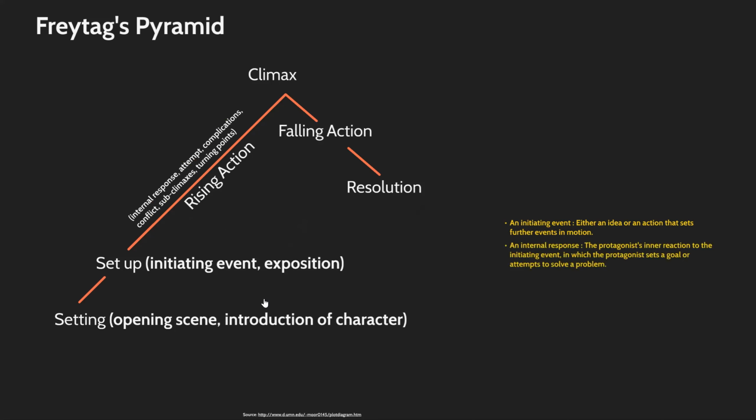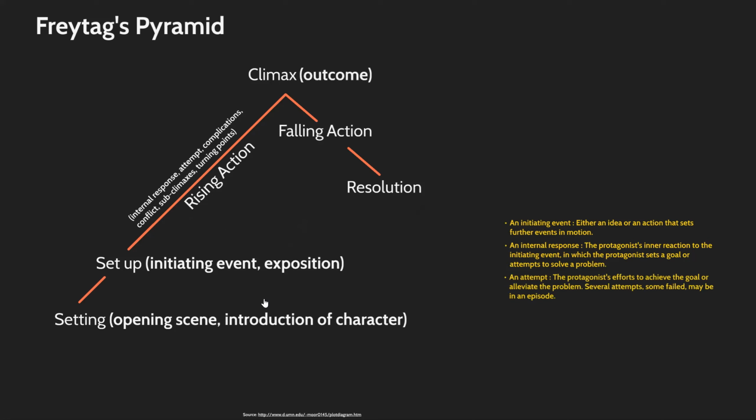Now, defining some of those terms, an internal response is the protagonist's internal reaction to the initiating event, in which the protagonist sets a goal or attempts to solve a problem. An attempt is the protagonist's efforts to achieve the goal or alleviate the problem. Several attempts, some failed, may be needed in an episode if we're talking about a TV show, a short story, a play, a novel. We want to keep in mind that this is applicable to pretty much any text that we might take a look at.